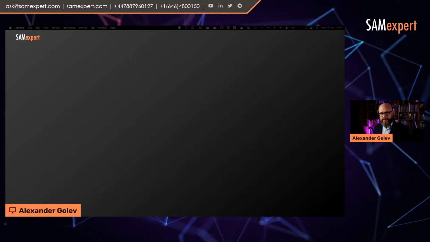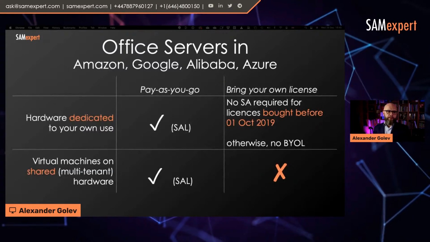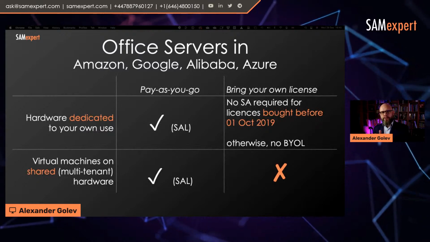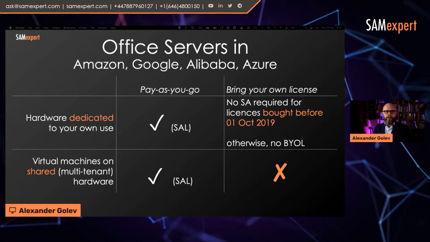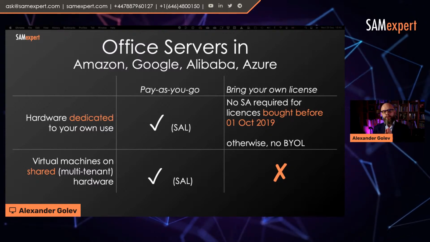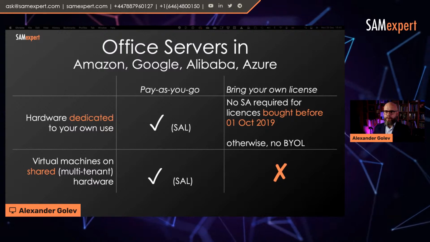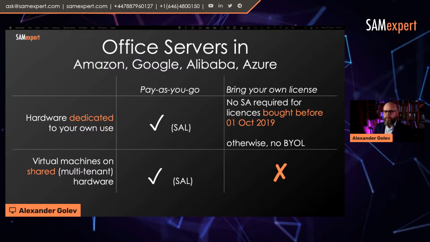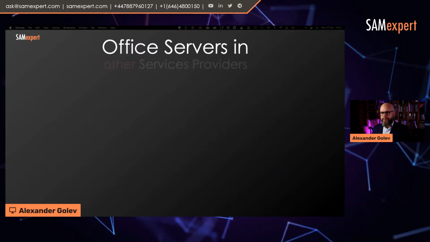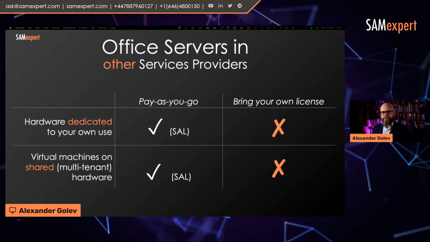So these licenses may not be brought to multi-tenant environments because they don't have licensability through server farms. So through Software Assurance, they don't have licensability through Software Assurance. So no bring your own license onto multi-tenant hardware in any cases.